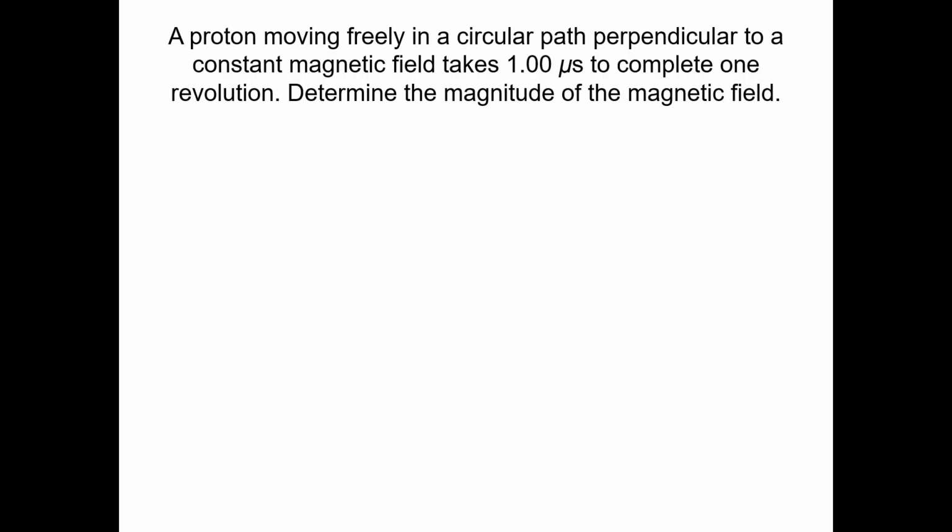So let's take a look at another example problem. So here we have a proton moving in a circular path, perpendicular to a constant magnetic field. It takes 1.00 microseconds to complete one revolution, and we want to determine the magnetic field that is causing that circular path. So what we would assume is that I don't have anything other than what's on the formula sheet. So I would say, okay, well, I have my centripetal force is equal to my magnetic force. I'm going to assume that because it's going in a circular path, my velocity is perpendicular to the magnetic field. It also says that here.